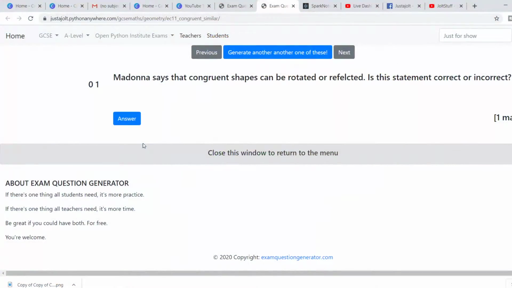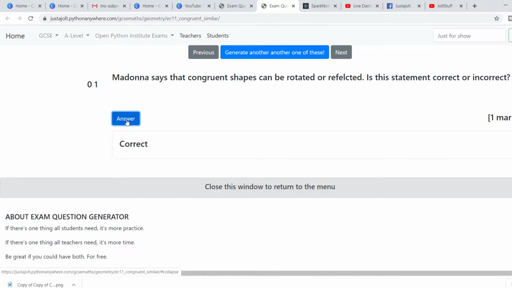All right then, so we've got Madonna says that congruent shapes can be rotated or reflected. Oh, dear me, spelling mistake, I have to work on that. Is this statement correct or incorrect? Well, congruent shapes can be rotated or reflected, so the answer to that is going to be correct. Let's have another one. Generate one more.